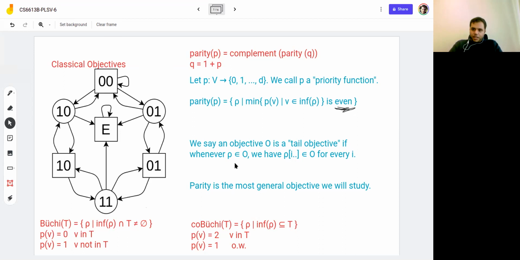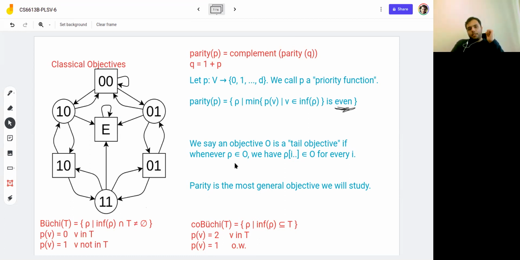Now, are reachability or safety tail objectives as well? So they are not tail objectives. Why? Because you might have a case where you can reach a vertex only once. And then if you remove a finite prefix of your path, and this finite prefix contains the one place where you have reached this vertex, then of course the remainder of the path is not in your objective. So what this shows you is that you cannot actually directly encode reachability and safety as parity.